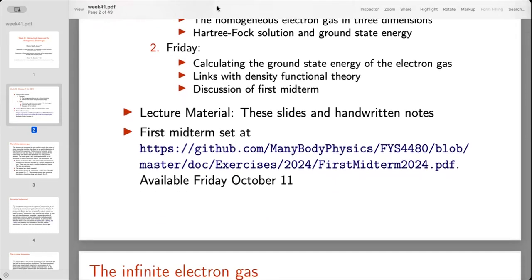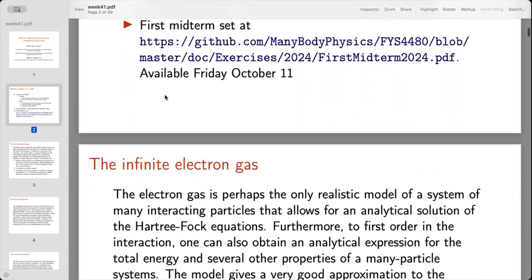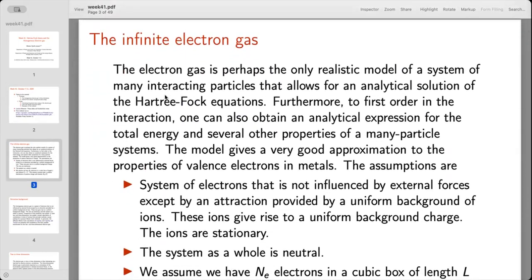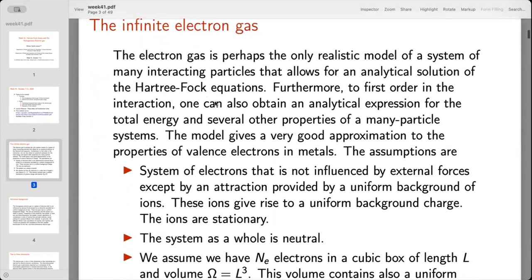So what I wanted to do now is to go quickly through the way we are going to model the electron gas. The electron gas, as I said in the beginning, is perhaps the only realistic model of a system of many-interacting particles that allows for an analytical solution. There are some other systems.